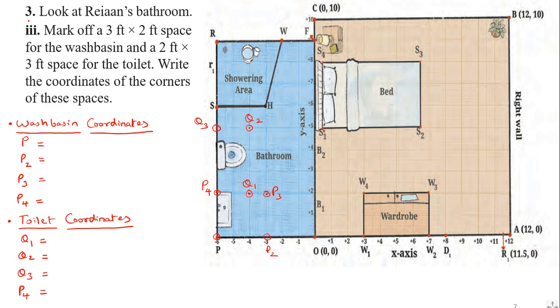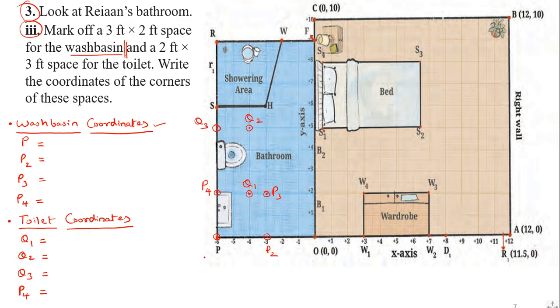Now we will see the third sub question of this third question: mark 3 by 2 space for the wash basin. We will see the wash basin coordinates first and then the next part. I have marked 3 by 2 space here. This is P, and I have taken P2, P3 and P4. 3 units along x and 2 units along y.